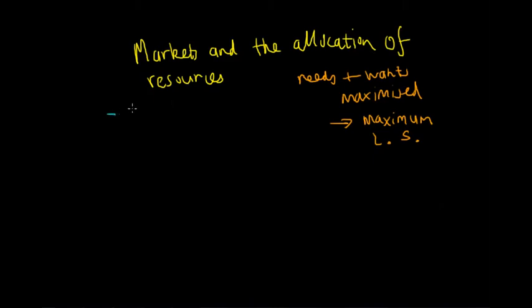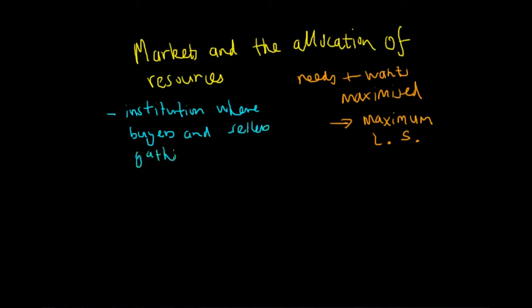Okay, now we've kept that in mind, we can define what a market is. A market is basically an institution where buyers and sellers gather to negotiate prices for goods and services. Let's just assume goods plus services. That's the formal definition of a market. But how does that help us allocate resources?